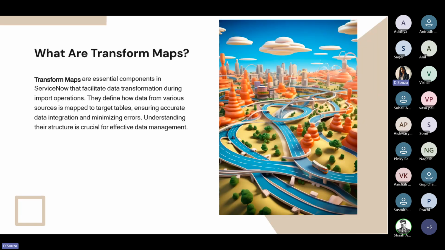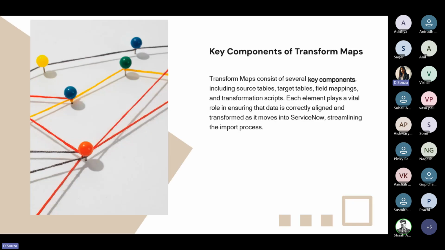Okay, so what is a transform map? It is an essential component in ServiceNow that facilitates data transformation during import operations. It tells us how the data from various sources is mapped to the target tables, ensuring accurate data integration and minimizing errors. Understanding the structure is crucial. Key components of the transform maps, as I told you, are the source tables, the target tables, the field mappings, and the transformation scripts.